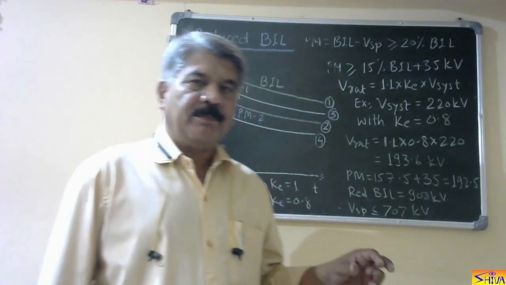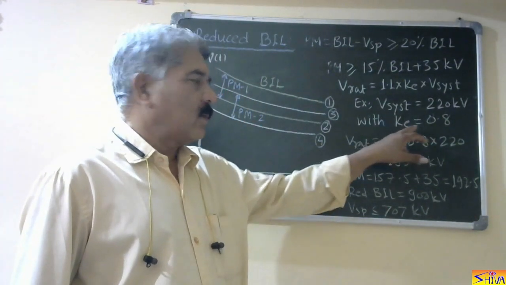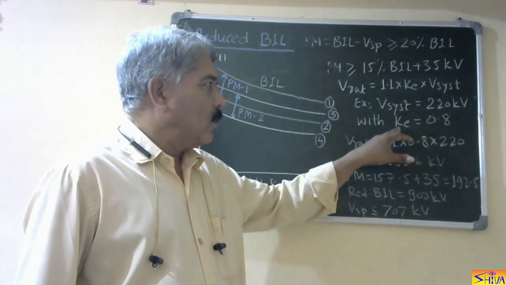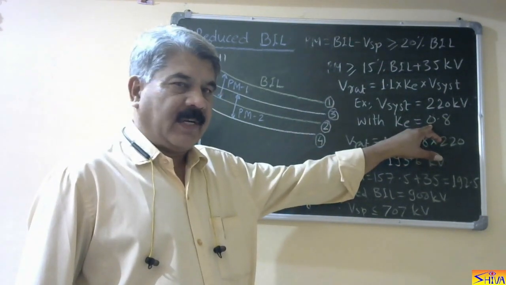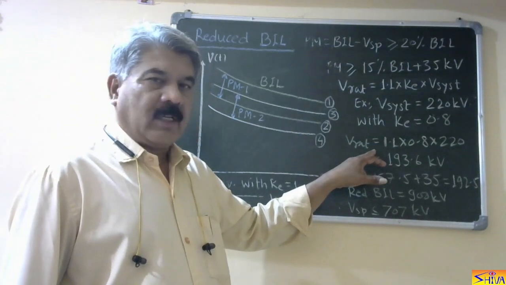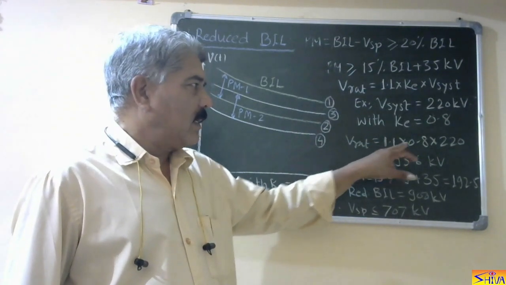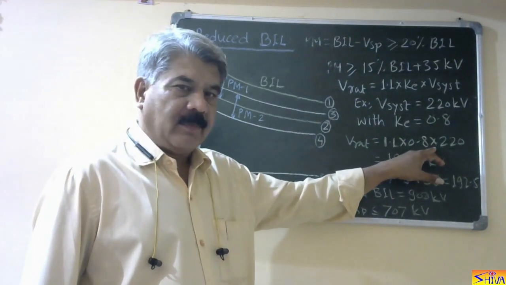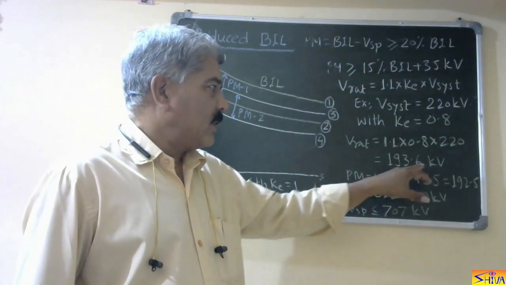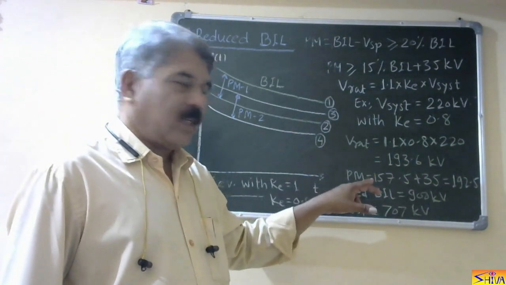Now let us assume the system neutral is solidly grounded, so the coefficient of earthing is 0.8. The rated voltage of the lightning arrestor will become 1.1 into 0.8 into 220, that is 193.6 kV. Now, this is a high voltage system.